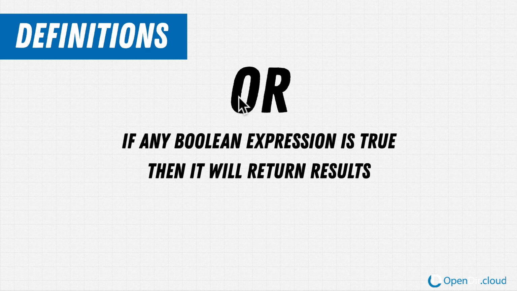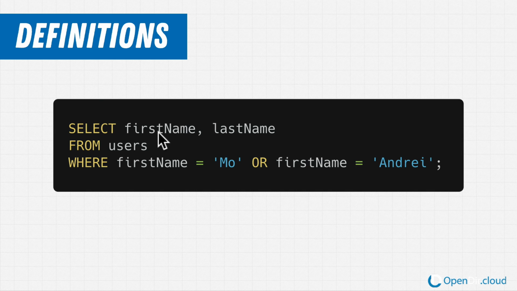And then we went into the or, which said if any of the Boolean expressions is true, then we will return results. So this or this needs to be true, right? It's not exclusive. And again, when we looked at that in an example, select first name and last name from users, where the first name is Mo or the first name is Andre, we're going to get two results back here. If your first name is Mo or your first name is Andre, we're going to see you in that result set.